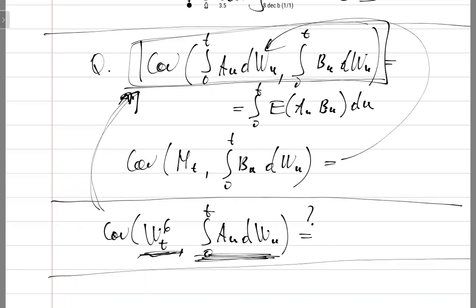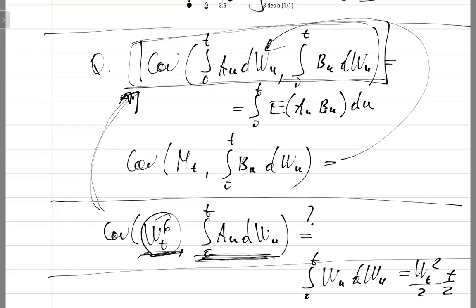Sometimes you can simplify that part, because, for example, if the integral in question is WU dWu, we know that it's WT squared over 2 minus T over 2, yeah? So sometimes you can represent the left part in terms of a stochastic integral. Sometimes you can simplify that integral. Maybe this integral was just the integral from 0 to t of 7 dWu. In that case, I will have 7 WT. And once again I can calculate the covariance.